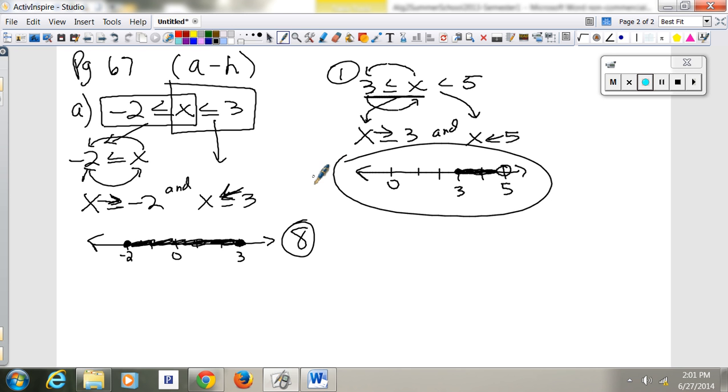And that's what you're going to do for 1 through 14 on page 67. And then you have your worksheet, which is the exact same material. So you're just going to solve it, graph it, and make sure you do the graphs right on the worksheet. And that's it.